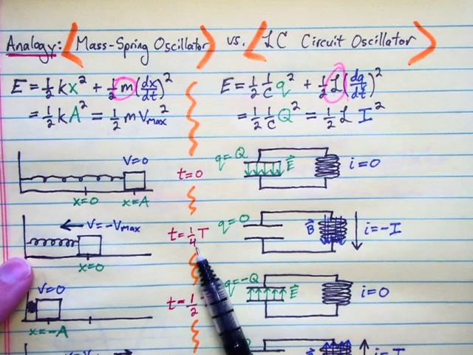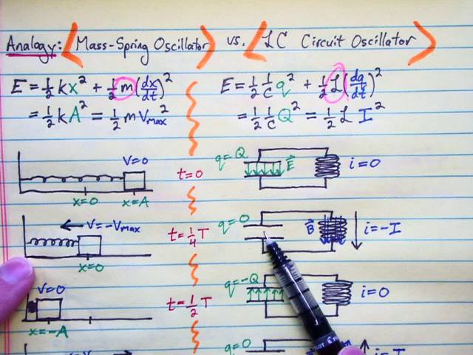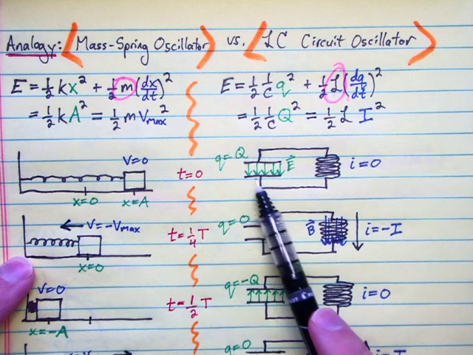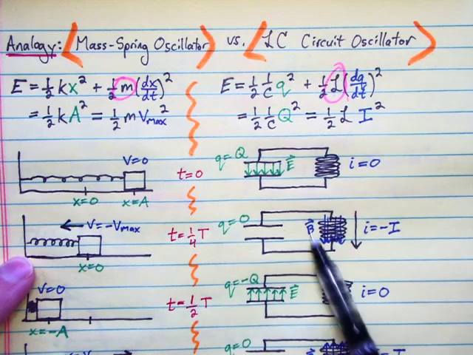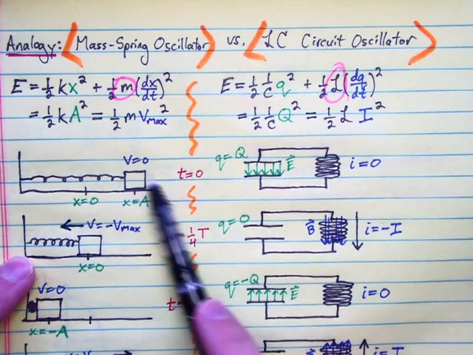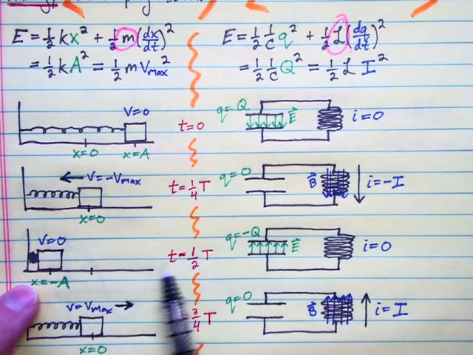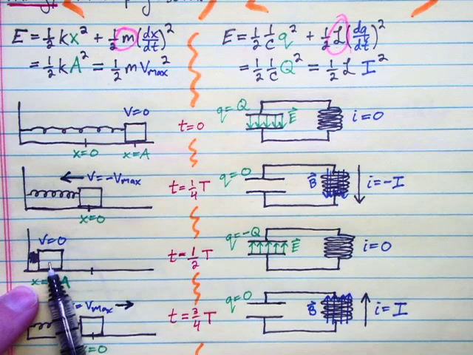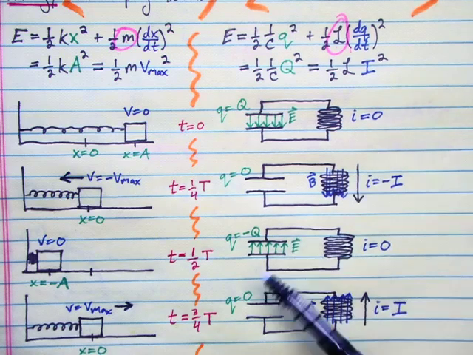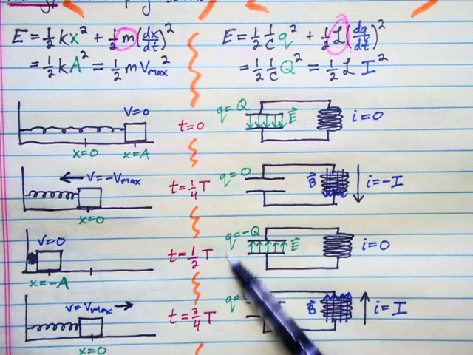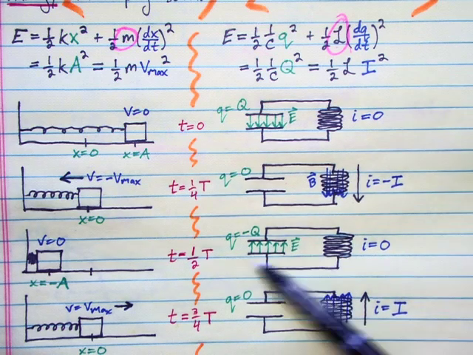Then 1/4 period later, the mass has moved here, and our capacitor has fully discharged, and we've converted all of this stored energy in the capacitor to stored energy in our inductor. Here, we've converted all of our spring potential energy into kinetic energy. Another quarter cycle later, we've converted all that kinetic into spring potential, and here we've converted all the energy stored in the B field in the inductor back into energy stored in the E field.